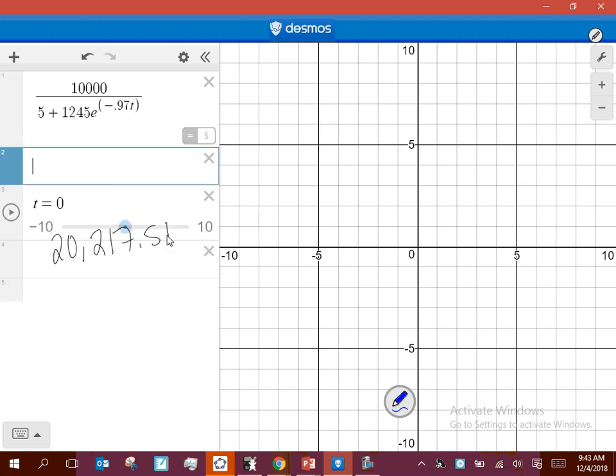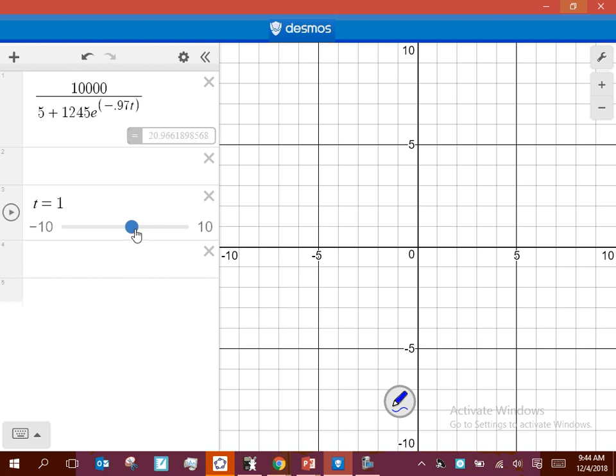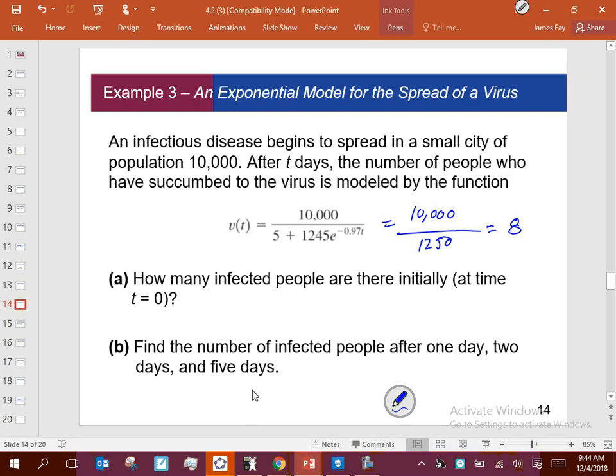So now with t being 0, you can see that you got 8. Now if I slide t to be 1, there's your 20.966. Slide it to be 2, you got that. Maybe you want 2.5 days, you can have that. Does that kind of make sense? So if you want to use that tool on Desmos, you can by all means do that. So everybody like that? Okay.